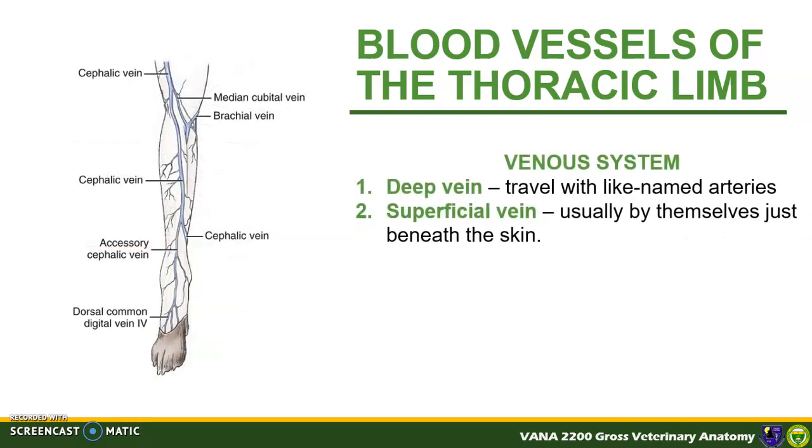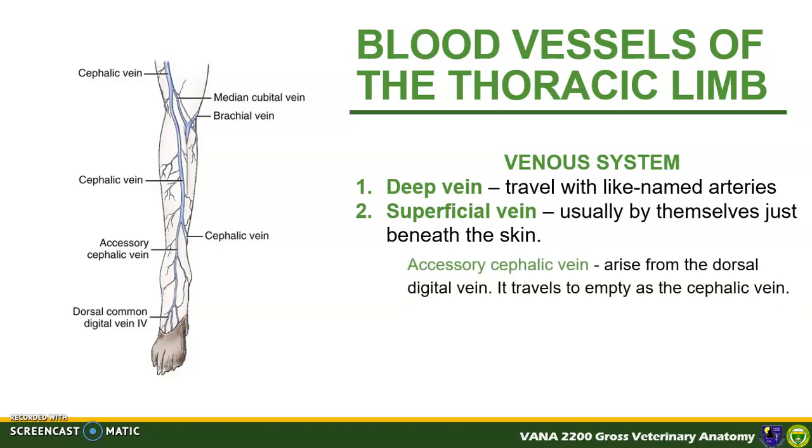The venous system, on the other hand, is divided into superficial and deep veins of the thoracic limb. Deep veins travel with like-named arteries. Superficial veins usually travel by themselves just beneath the skin. The superficial veins are normally the site of blood collection or venipuncture.